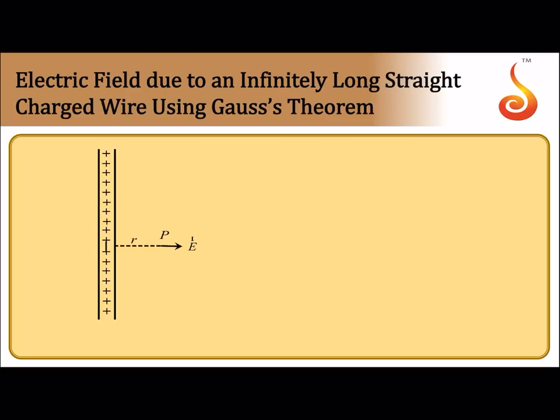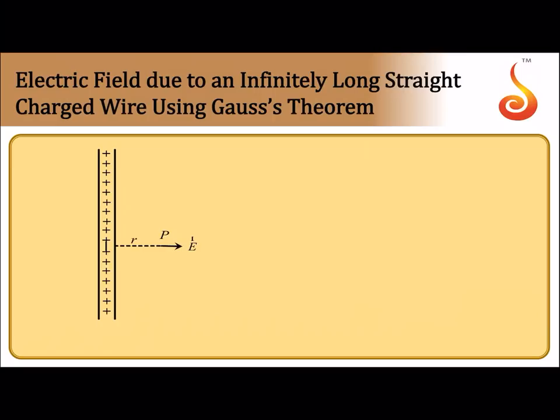Now first case. What is the first case? The first case is electric field due to an infinitely long straight charged wire using Gauss theorem. Remember, these 3 are extremely important from your PU examination. One of these 3 is generally asked in your PU examination. So let us take up this discussion. Electric field due to an infinitely long straight charged wire using Gauss's theorem. How do we do that?